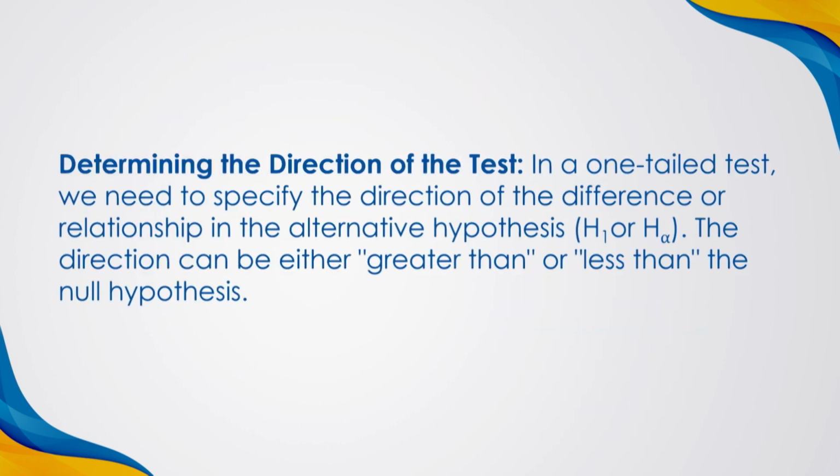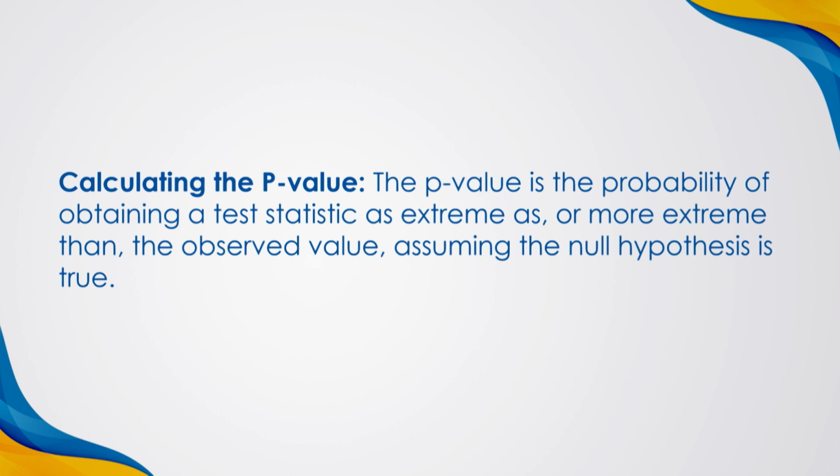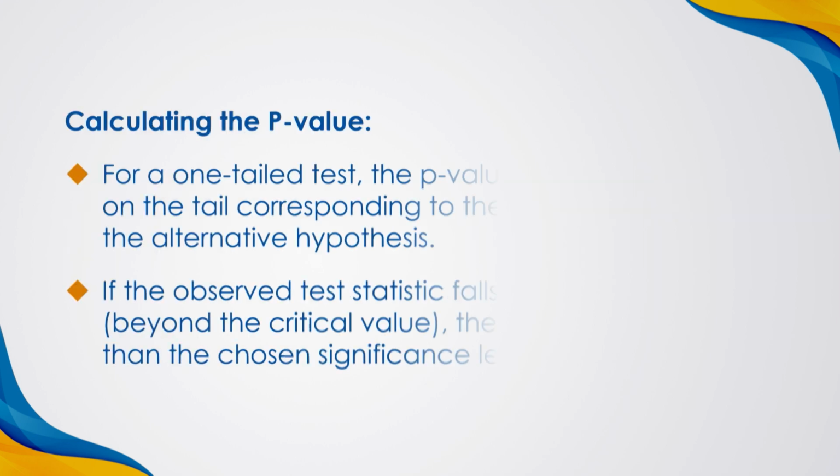Determining the direction of the test. In a one-tailed test, we need to specify the direction of the difference or relationship in the alternative hypothesis H1 or H alpha. The direction can be either greater than or less than the null hypothesis. Calculating the p value. The p value is the probability of obtaining a test statistic as extreme as or more extreme than the observed value, assuming the null hypothesis is true.